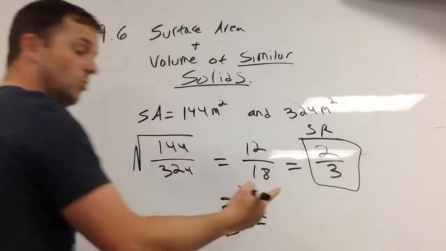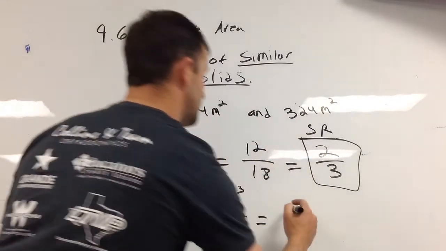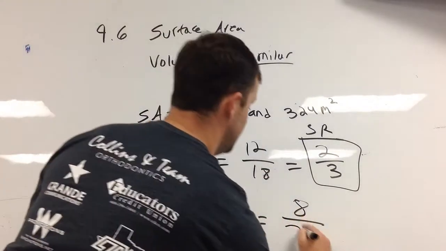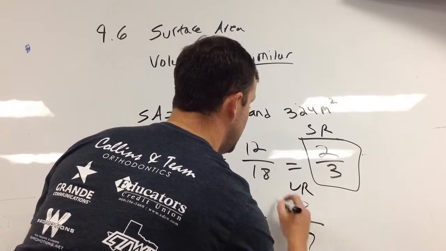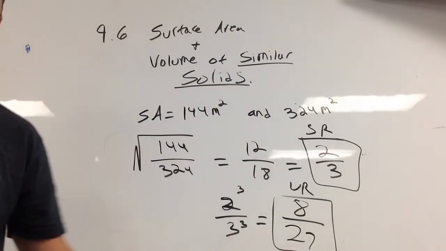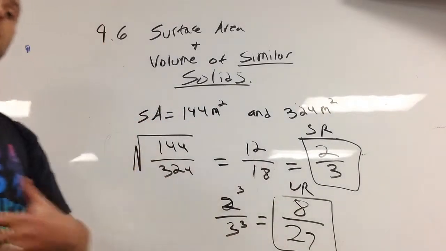So 2 cubed is 2 times 2 times 2, which is 8. And 3 cubed is 3 times 3 times 3, which is 27. So this would end up being your volume ratio by cubing it. And so we're going to be able to use these to find the volume and area when given one and needing to use it.